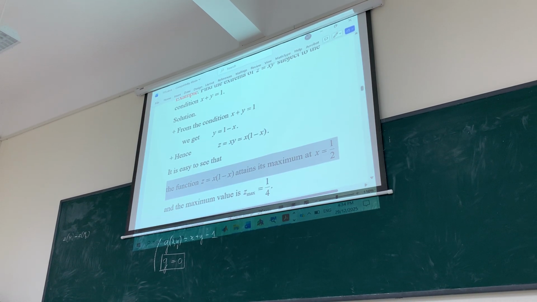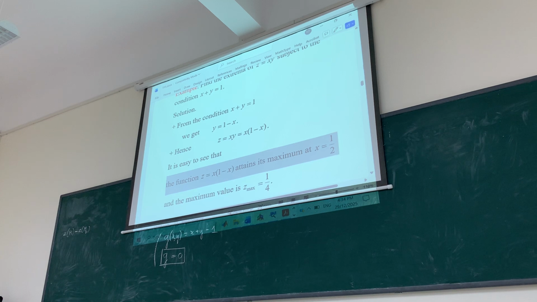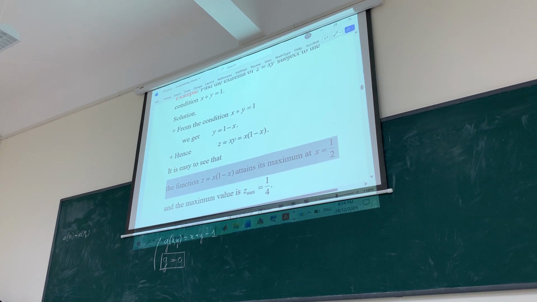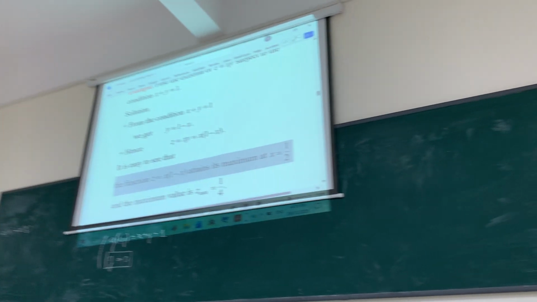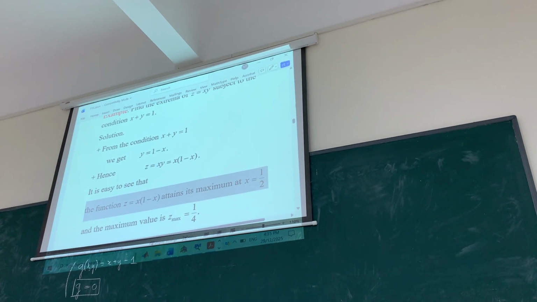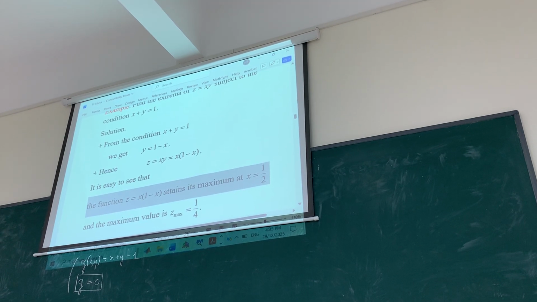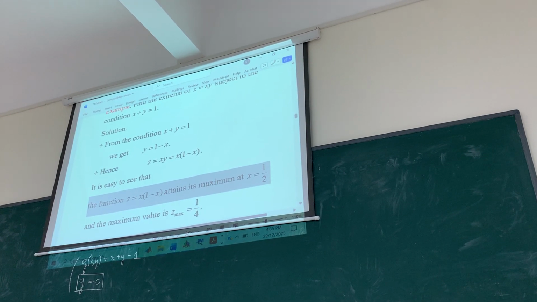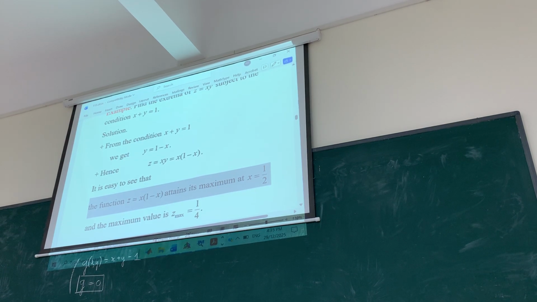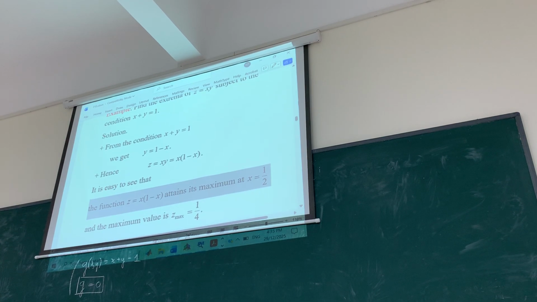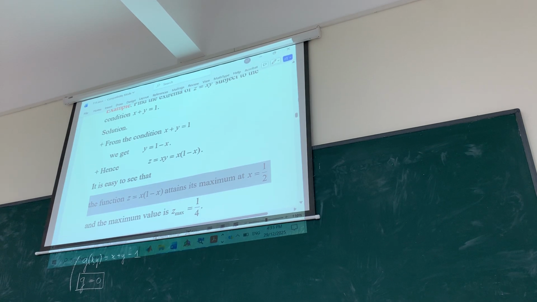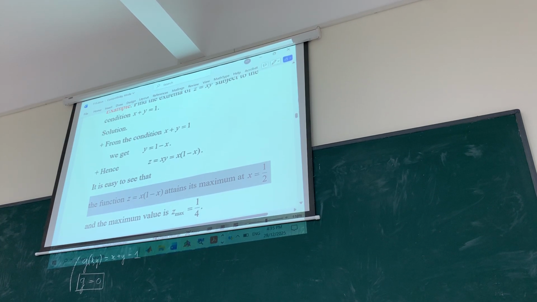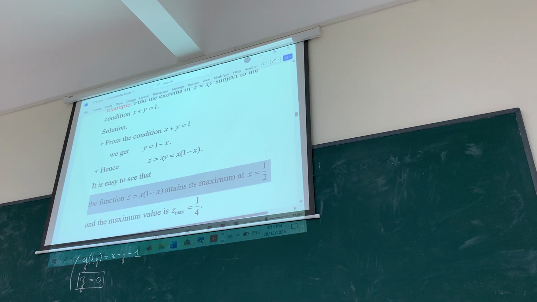The function z equals x times (1 minus x) attains its maximum at the point x equals 1 over 2. Of course, we can find the maximum value: z max is equal to 1 over 4. Does that mean you can find the extreme value of the single variable function? Continue, we need to find the constrained extrema point of the function z.